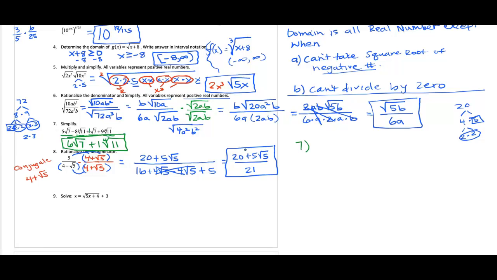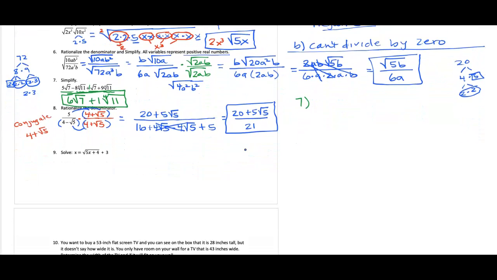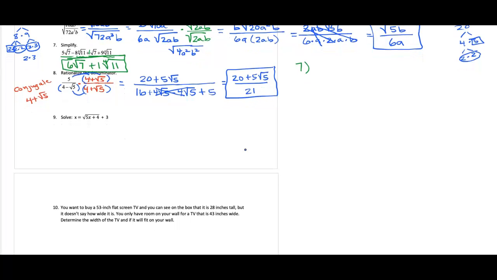Okay. All right, so in number 9, in order to solve square roots, we've got to get that square root part by itself first. So I need to start this off by subtracting the 3 over to the other side. I can't have anything else over there. It's going to make it so much easier for me if I don't. So I want to move that over. So that's going to give me x minus 3 equals square root of 5x plus 4.